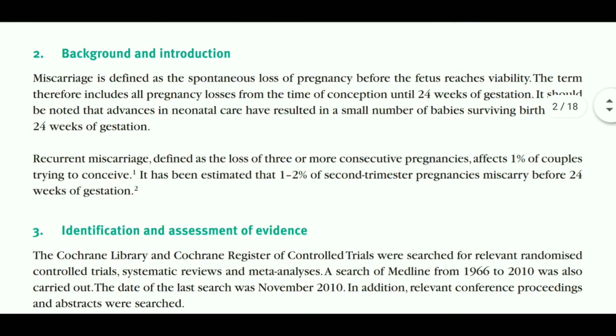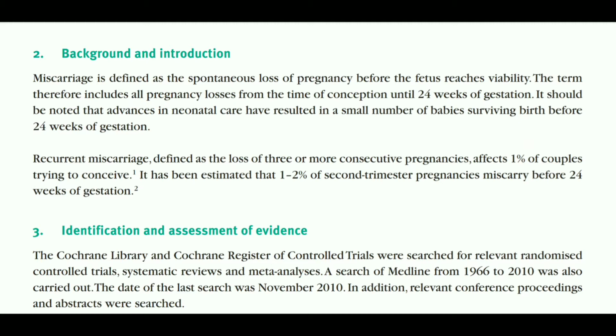The term therefore includes all pregnancy losses from the time of conception until 24 weeks of gestation. It should be noted that advances in neonatal care have resulted in a small number of babies surviving birth before 24 weeks of gestation. So when the birth of the baby is before 24 weeks of gestation, meaning before the age of viability, that is called miscarriage.